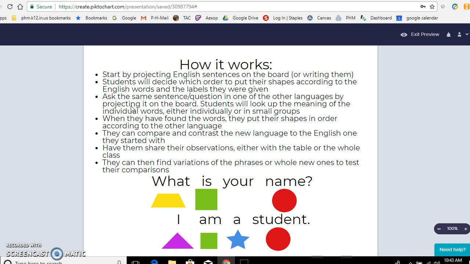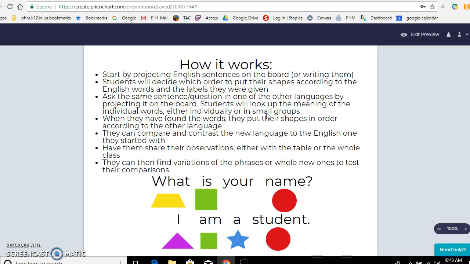Then, after you've done some English and they're starting to realize the shapes and the parts of speech that they go with, then you would start asking either the same questions or maybe some slightly varied ones in your other languages and projecting those on the board. Now, the students probably won't know what they mean because this is probably the first time that you're showing them these sentences. So I would say that the students will look up the meaning of the individual words, either individually or in small groups.